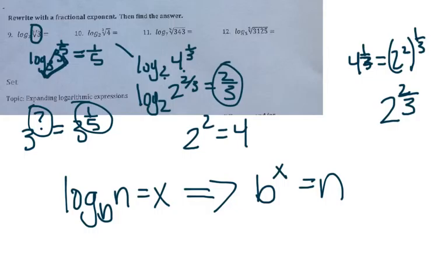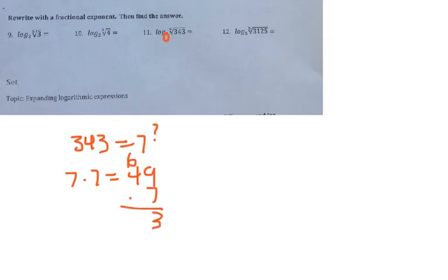So let's clear some room now. Take a look at number 11. So 343. Notice our base is 7, so chances are it's 7 to some power or something like that. Okay, 7 times 7 is 49. Times that by 7 again, and you get 343. So it's 7 cubed. So we really have log base 7 of 7 cubed, but it would be 3/5. So our answer, you can eliminate those, 3/5.